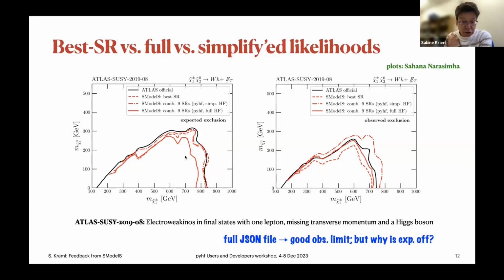One question that we cannot really answer is why with the full JSON file we reproduce well the observed limit, but not the expected one. So the expected one shows an under-exclusion.